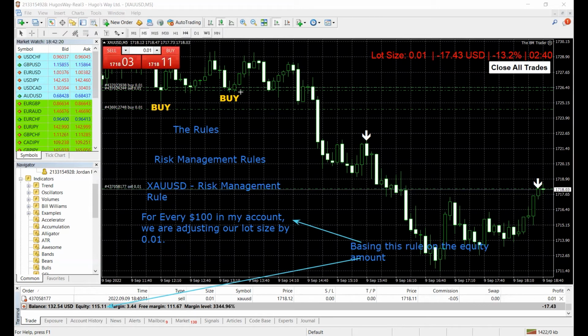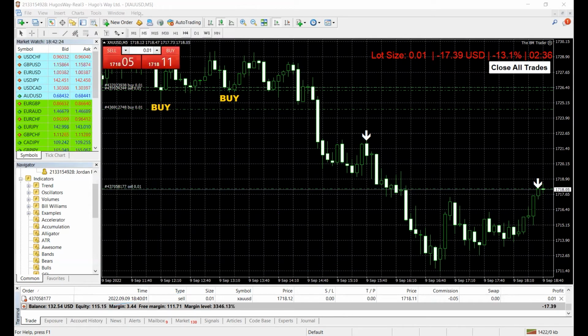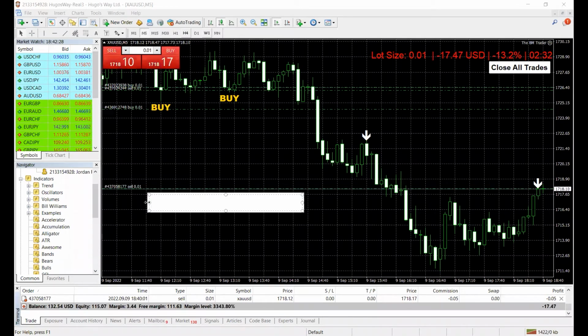Now, what is the next rule? So what's our next rule? The second rule of our risk management strategy is when the arrow is displayed, we take the trade.